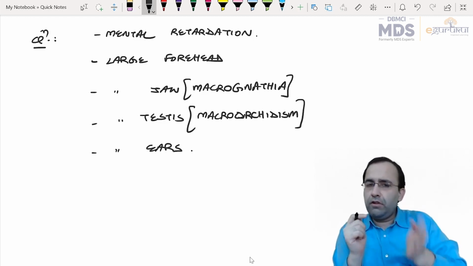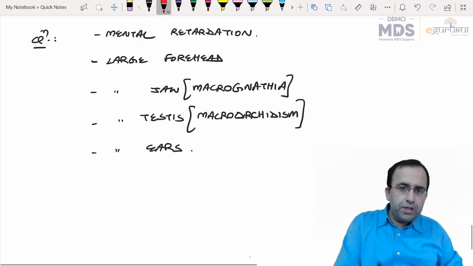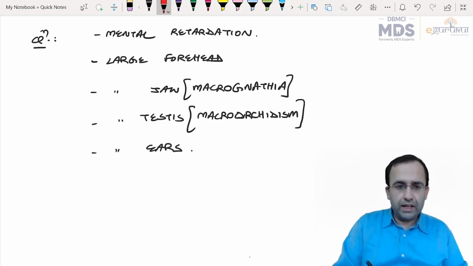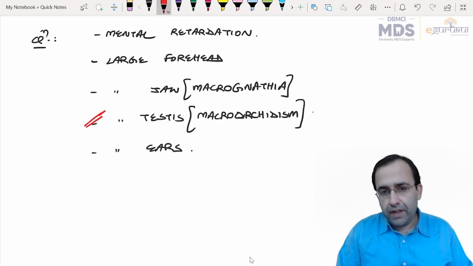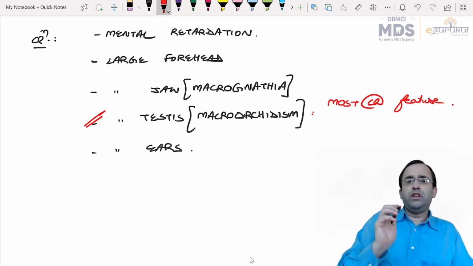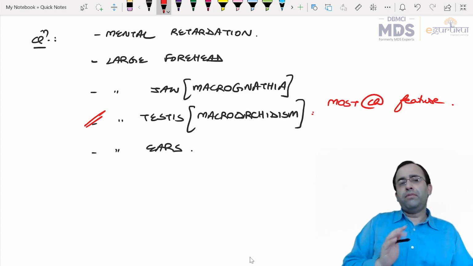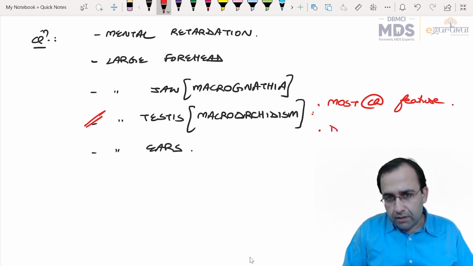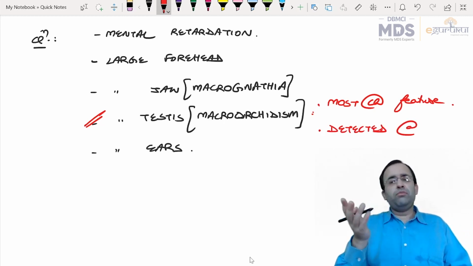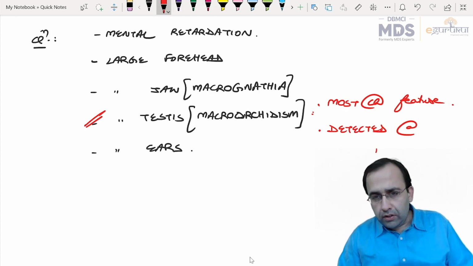First question, these are the 5 options. Most characteristic feature of Fragile X syndrome: large testis, that is macroorchidism. This macroorchidism, when is it detected? At neonate, infancy, children, puberty. It is detected at puberty.